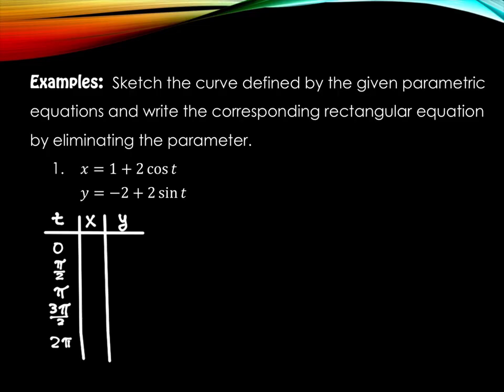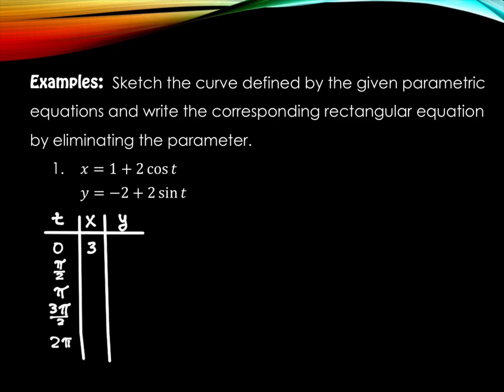So let's actually take a look at what happens when we plug in 0 into these equations. If I put 0 into 1 plus 2 cosine t, it will become 1 plus 2 cosine of 0. What's the cosine of 0? 1. So if I simplify that, what am I going to get? 3. So this first one is 3. We're going to do the same thing for y.